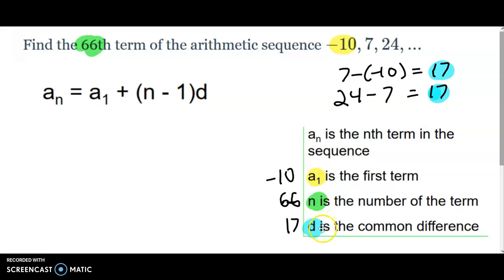So we got these three numbers. We're going to plug it into this formula on the right side. So we just plug those in. We got a sub 1, the first term, negative 10, that n, 66. And that common difference is 17.